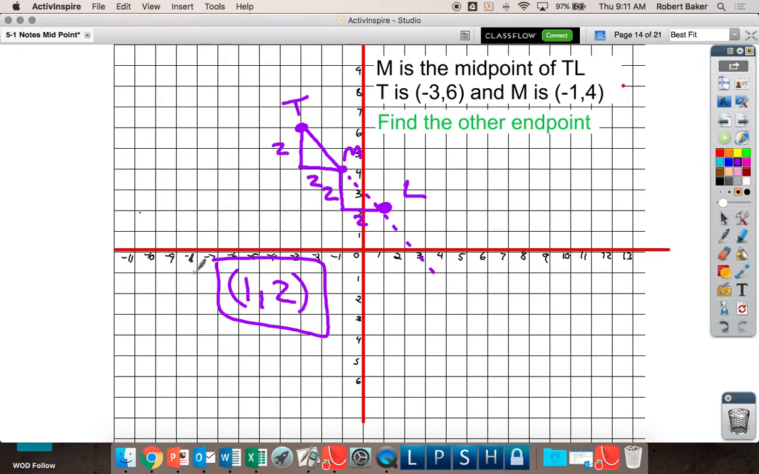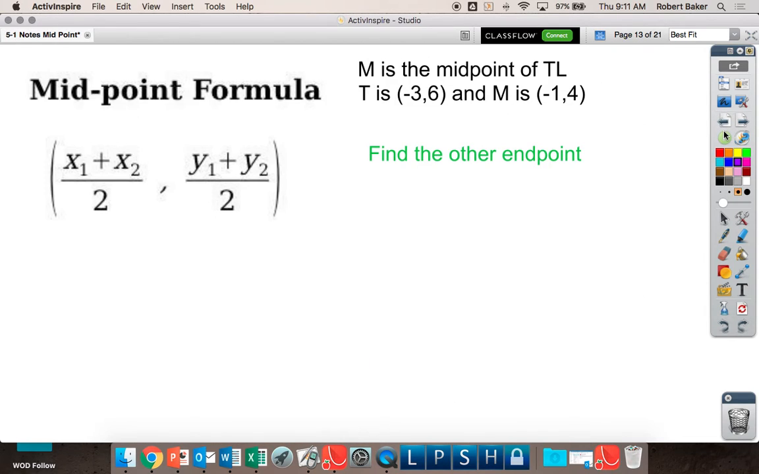Okay, that is the graphy graph way. On the number line way, which is also equally, hopefully understandable, you have a line segment TL with a midpoint in the middle. T is at negative 3, 6. L is at negative 1, 4. How do I get from here?